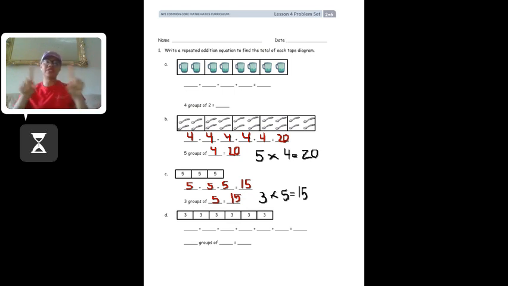So let's see. What is 3 plus 3? 6. Good job. What is 6 plus 3? It's 9. Good job. What is 9 plus 3? Time to use some mental math. It's 12, and then 12 plus 3. It's 15, and then 15 plus 3 is 18. So I know that the total number in this tape diagram is 18.